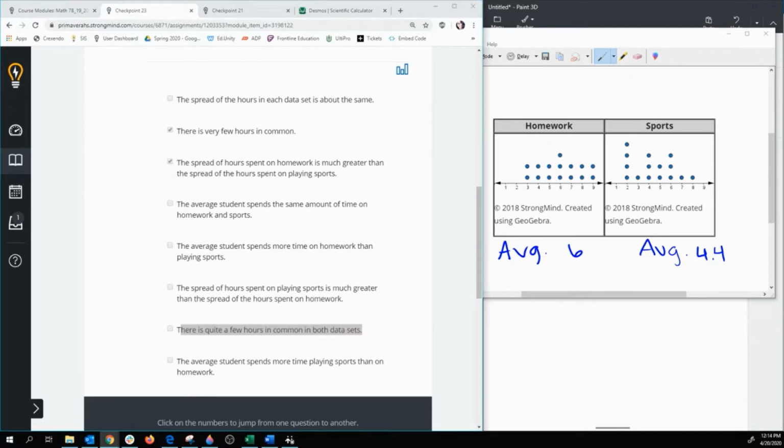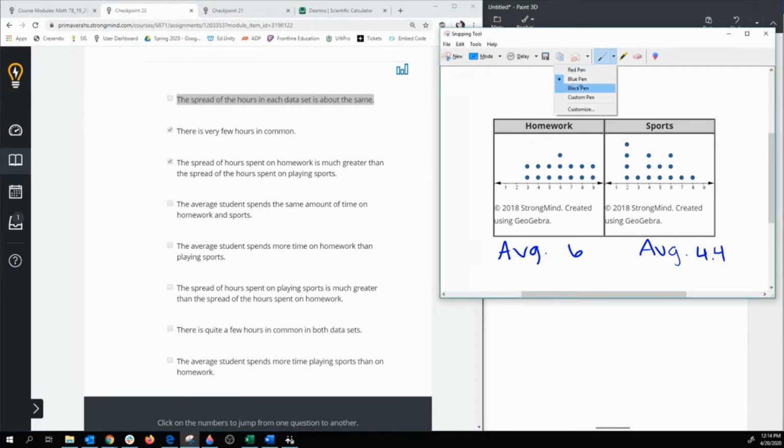And then there is one other one, which would be that the spread of hours is about the same, which is this very top one. And like I said before, the spread is about the same because their range is about the same. Well, their range is the same here. The range for this data set would be 9 minus 3, which is 6. And the range for this data set would be 8 minus 2, which is also 6. So the 3 that you'd want to pick here are the spread of hours in each data set is about the same.